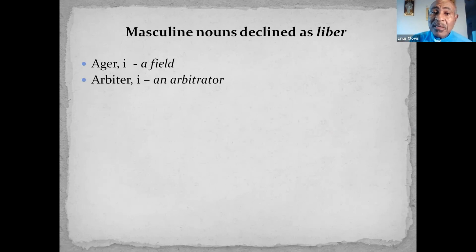Arbiter, arbitrator. Again, here we have A, I, E. So we have three vowels, therefore three syllables. So arbiter.